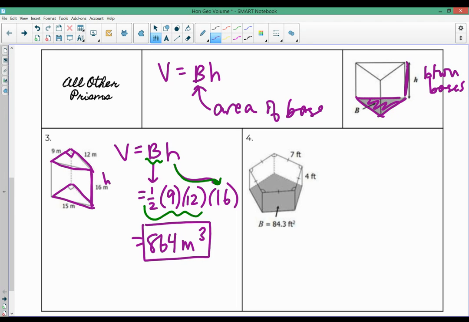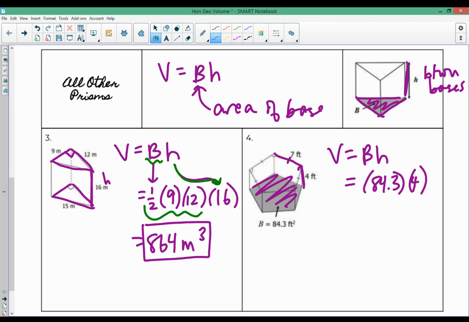All right, and then here we're given the area of this pentagonal base. So that's already 84.3, and we multiply that by the height. This is the height, the 4 feet. And this is a regular pentagon. That's that marking there, so that's the side length. We don't need that, it's extraneous right now. So we do 84.3 times 4, 337 and 2/10 cubic feet. Not too bad.